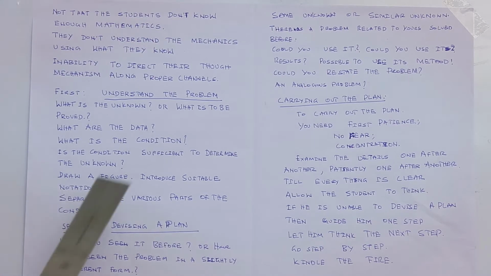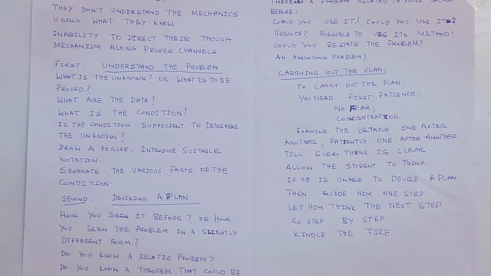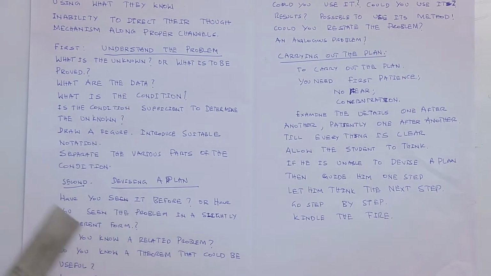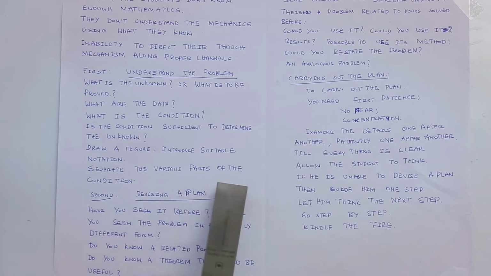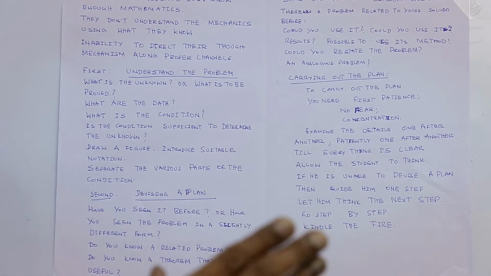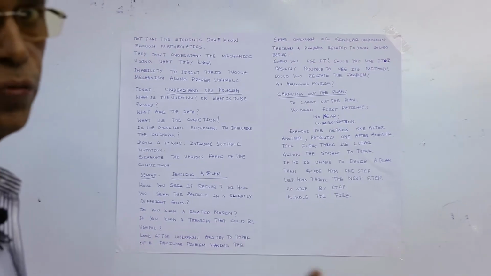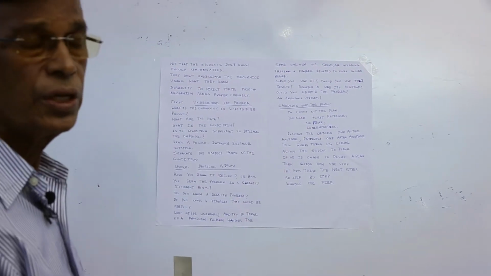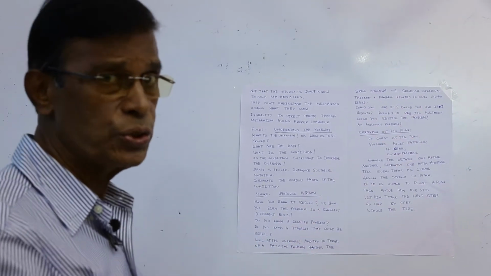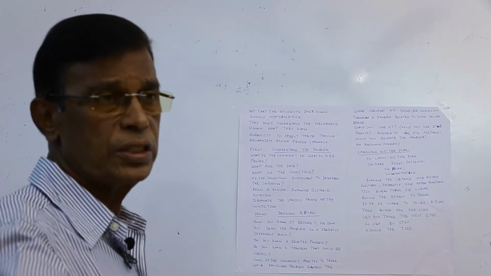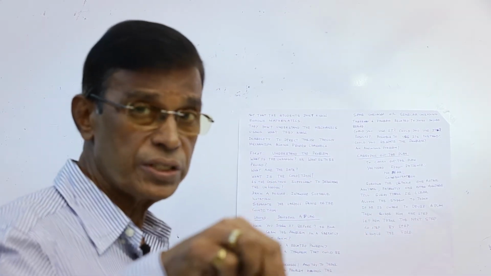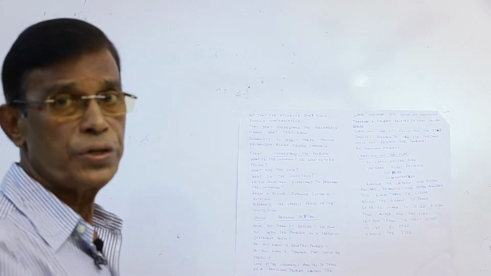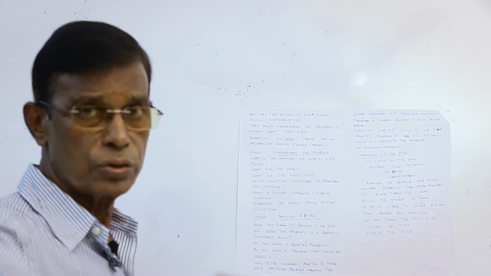Then draw a figure. Then introduce suitable notation. That is very important, as we did with theta. Separate the various parts of the condition. That is also important, as there may be too many conditions. The problem may have 2, 3 or 4 conditions. Once you understand them, arrange the sequence of the conditions to reach the unknown. You should not jumble here and there, or you will end up in problems. Then you must understand when you have reached a block, where you have to retrace the paths and go back to get to this spot.